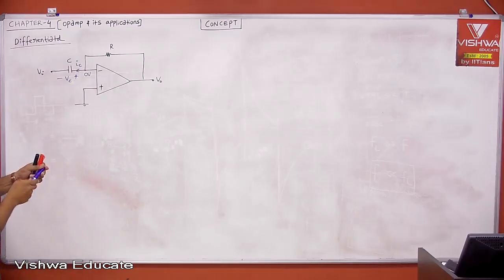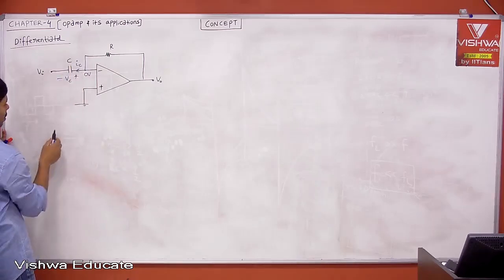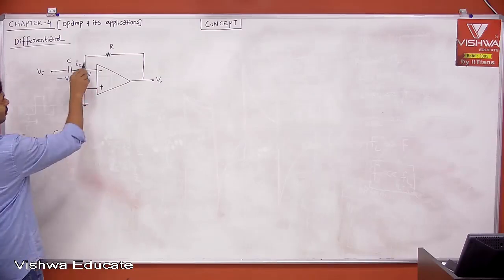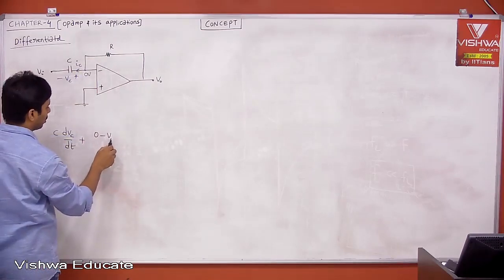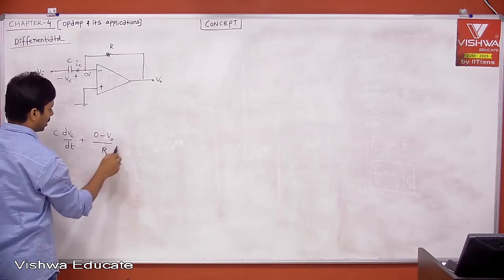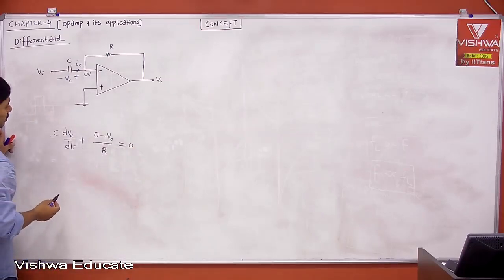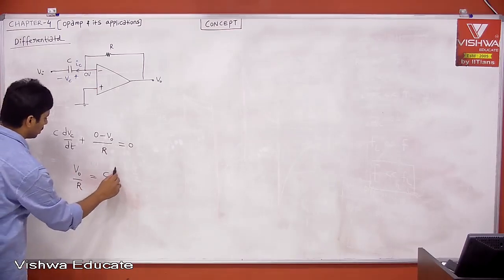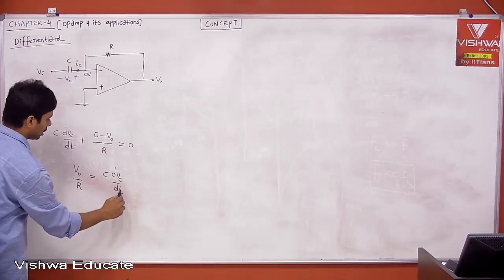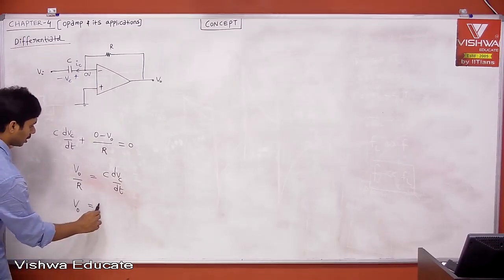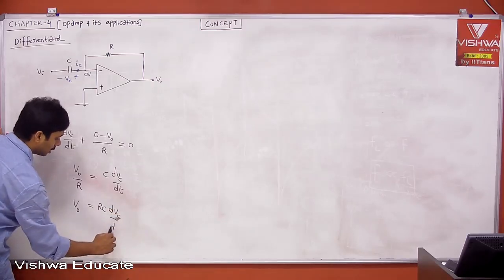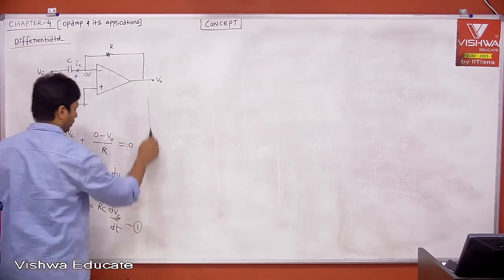Now, according to nodal analysis, the current leaving from this node is IC, which is C into dVc by dt, plus the current leaving from this node, which is 0 minus V0 divided by R, is equal to 0. Therefore V0 by R is equal to C into dVc by dt. Therefore V0 is equal to RC dVc by dt. We call this equation 1.